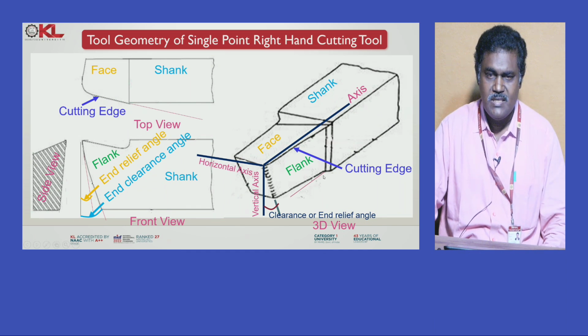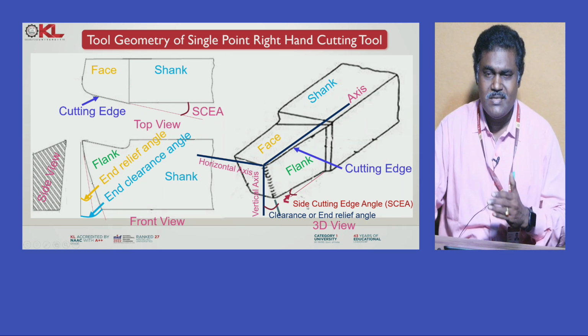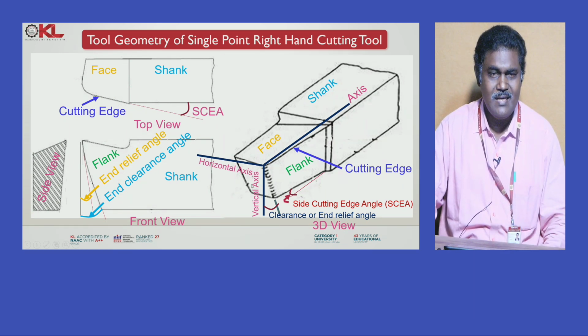Next, you can see that there is one more line drawn here in the top view. Also, you can simultaneously see that. So, this angle is known as the side cutting edge angle. Side cutting edge angle, that we are representing here. This surface has this inclination, that is the side cutting edge angle.